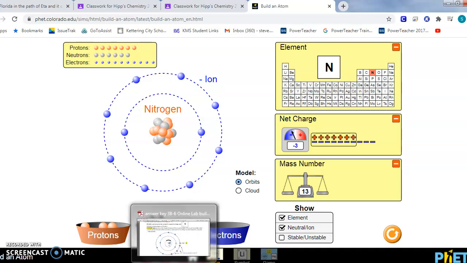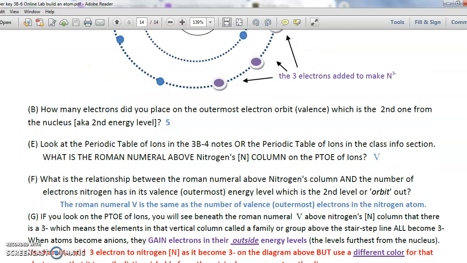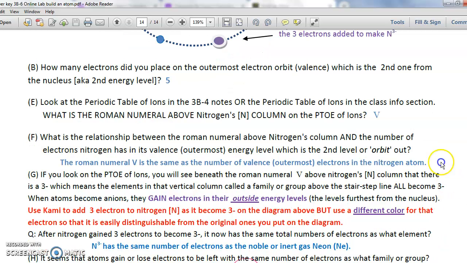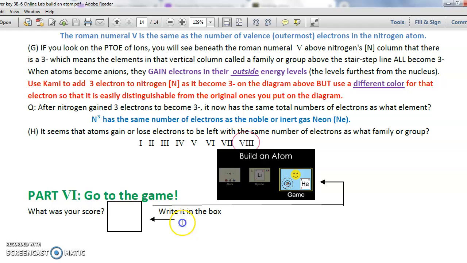All right then. Let's see how we did on our questions. See if we've covered them all. Yep, it has 5 on its outermost level. The Roman numeral is 5 above it because that Roman numeral is telling you how many it has on the outer level. And it wants to be 3 minus, so it has the same electrons as neon. They're all trying to get 8. I won't go over part 6 of this because everybody's going to have a different part 6. That was a chance for you to take the little quiz.